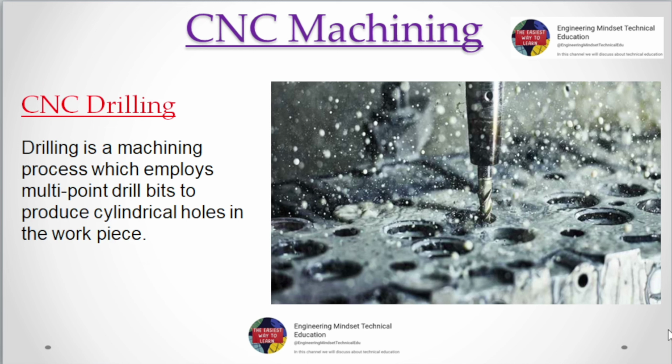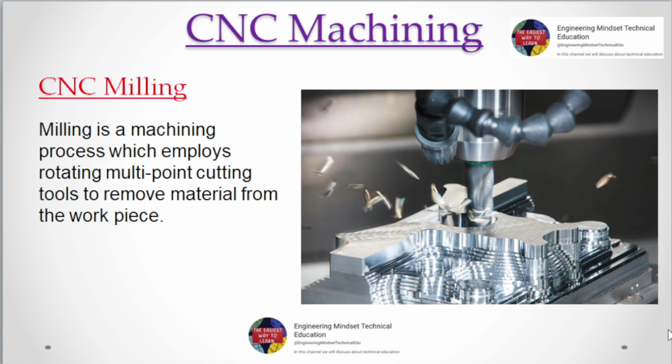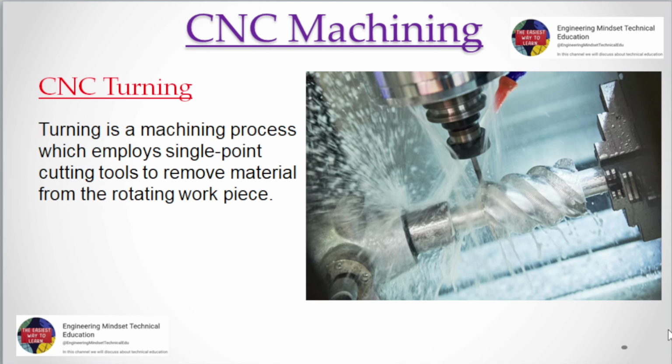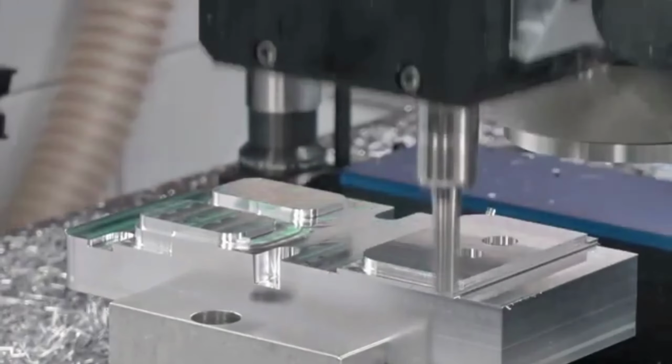CNC drilling. Drilling is a machining process which employs multi-point drill bits to produce cylindrical holes in the workpiece. CNC milling. Milling is a machining process which employs rotating multi-point cutting tools to remove material from the workpiece.